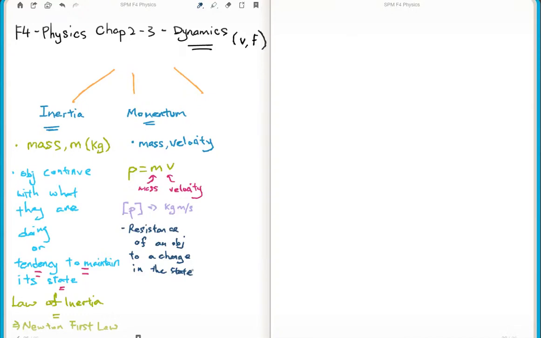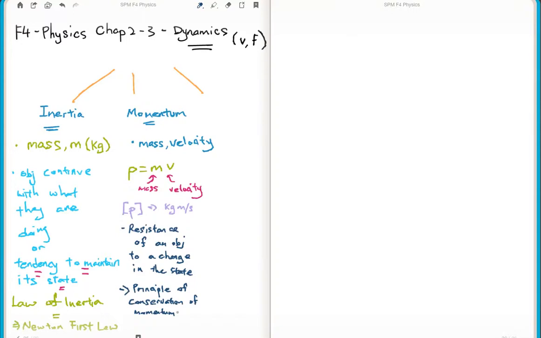Okay, there are a few more things you need to learn in momentum. There are actually three principles. They call it the principle of conservation of momentum. Conservation of momentum. Okay, I will talk about what that is on the next page.